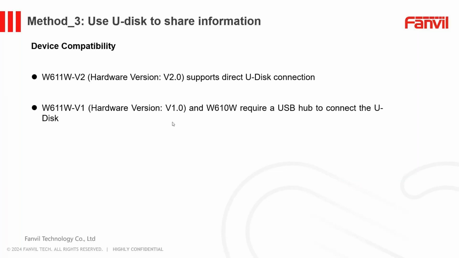The third method is using the UDisk to share information on the device. Something to note here is that the W611W V2, with hardware version 2, supports direct UDisk connection. You can just connect directly to the UDisk. For the W611W V1, with hardware version V1, and the W610W, it requires a USB hub to connect to the UDisk. So you will need to use a USB hub on the V1 and the W610 to connect to the UDisk.